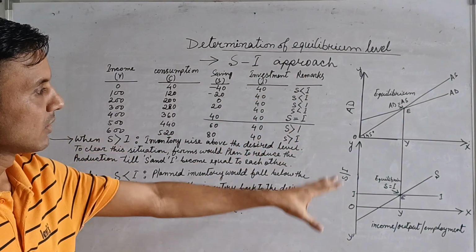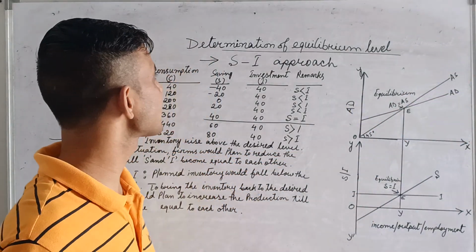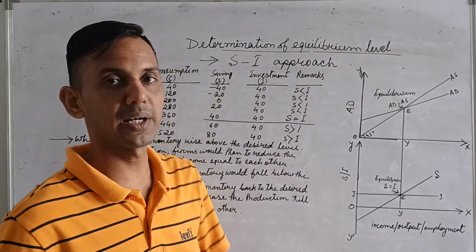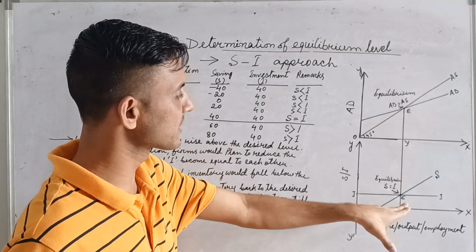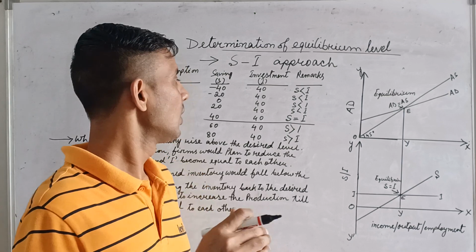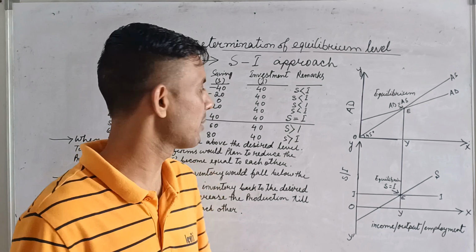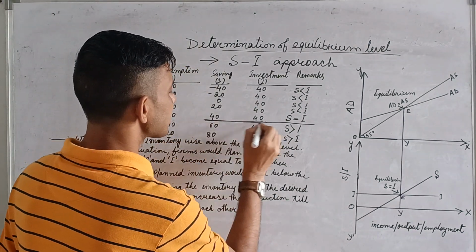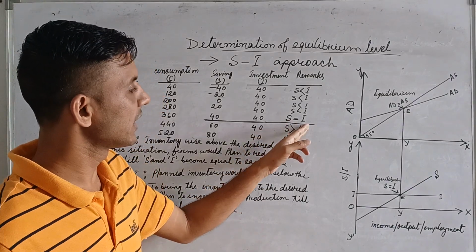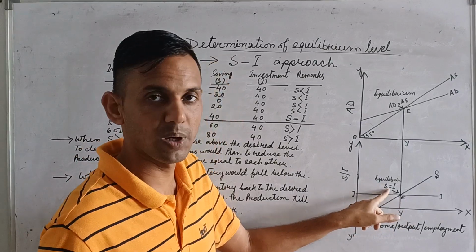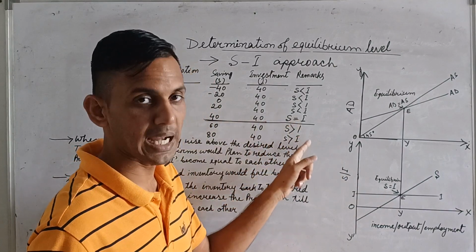So when I draw this diagram, see first AD-AS. In our previous video we already discussed the determination of equilibrium level under the AD-AS approach. I have drawn that diagram and after that I have shown these things here also. In that diagram, when AD is equal to 40 and AS is equal to 40, we got the equilibrium. So here also, when savings and investment are both 40, we got the equilibrium. So here S is equal to I, you have seen in this diagram. This is the equilibrium where 40 is equal to 40, S is equal to I.